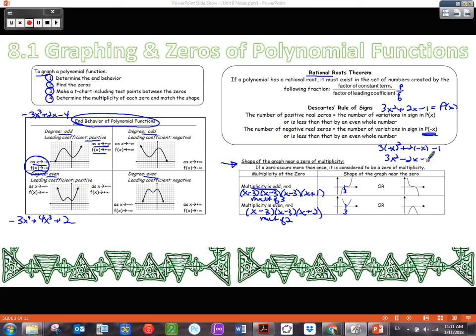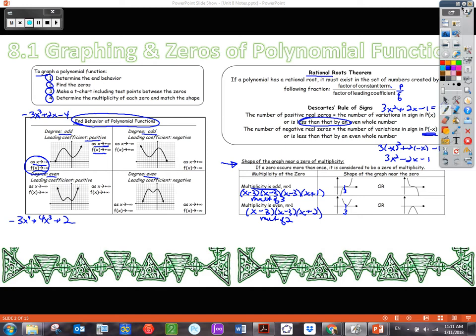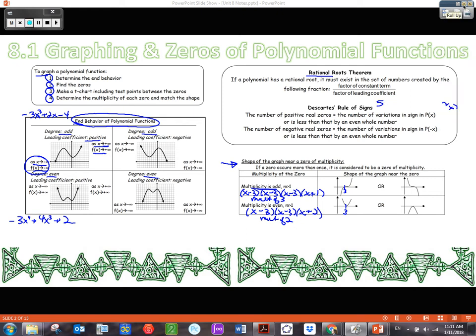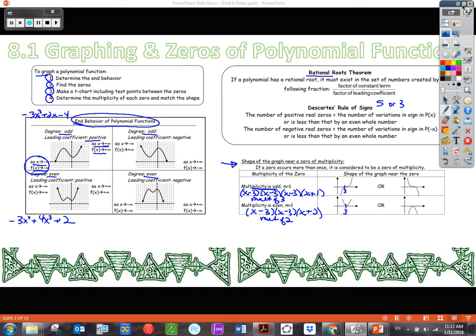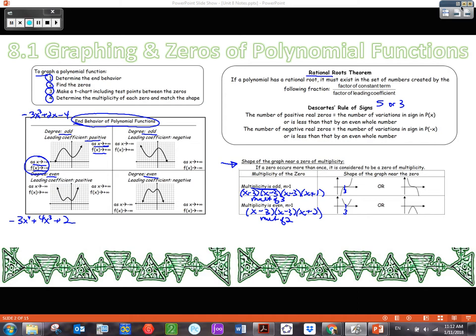Now, this or less than that by an even whole number is accounting for the imaginary or irrational zeros that may be there. So for example, let's say we have 5 sign variations. That means that we would have 5 positive real zeros, or 3 positive real zeros, or 1 positive real zero. That's what it means by or less than that by an even whole number.